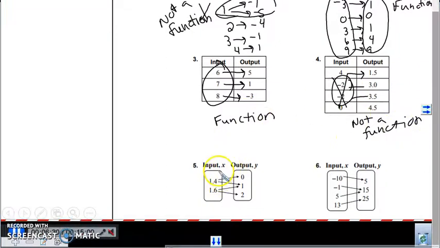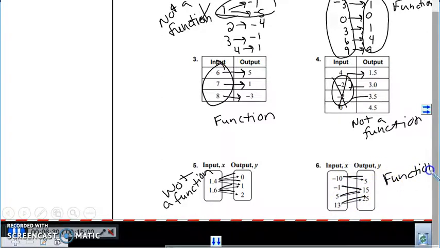All right. Number 5. This is called a mapping diagram. 1.4 went to 0 and 1, and 1.6 went to 1 and 2. Not a function. They went to 2 different things. 10 went to one thing, 1 went to one thing, 5 went to one thing, and 13 went to one thing. This is a function. Now, don't make that little mistake thinking they can't all go to the same thing. This is okay. Having them show up twice in the input value is not okay, but this is okay.